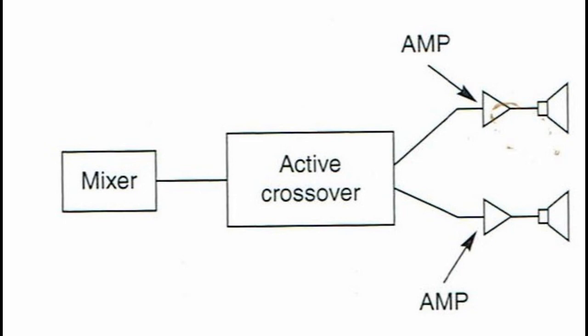The active crossovers' digital delays are used to help compensate for the differences in arrival time to the listener. Again, that allows you to change how long it takes for that signal to be processed and then sent out.